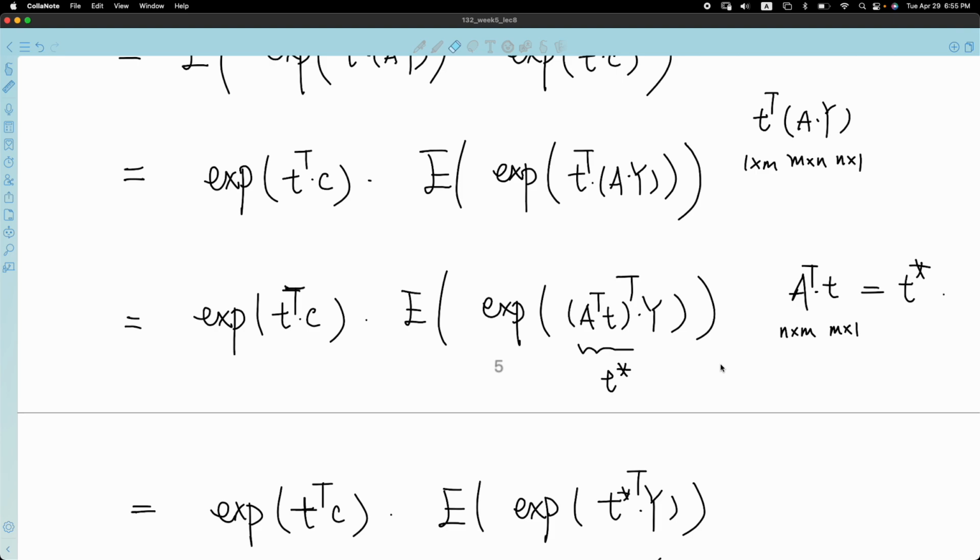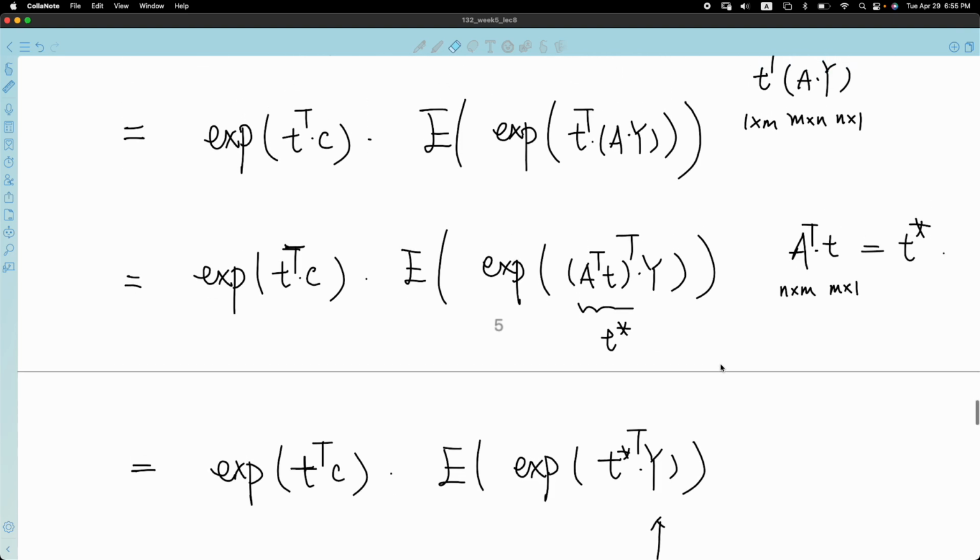Any questions or comments regarding any of the dimensions and also any operations here? So also as a check, your y is still n by 1 and your T star is 1 by n. But T is m by 1. So after you make the transformation, it's still matching.